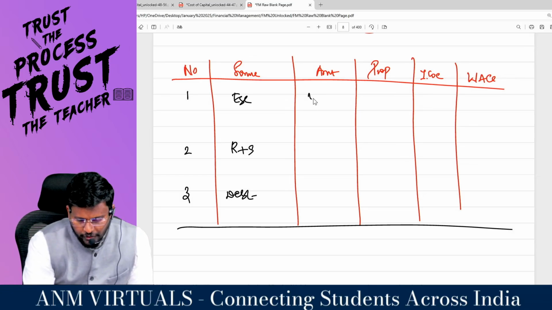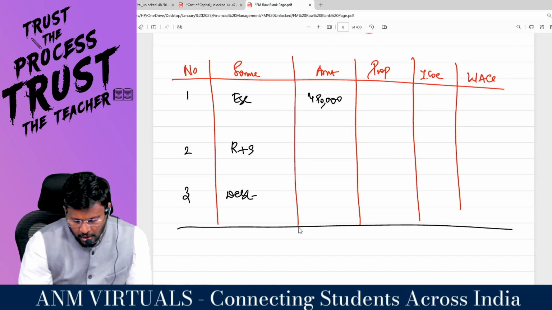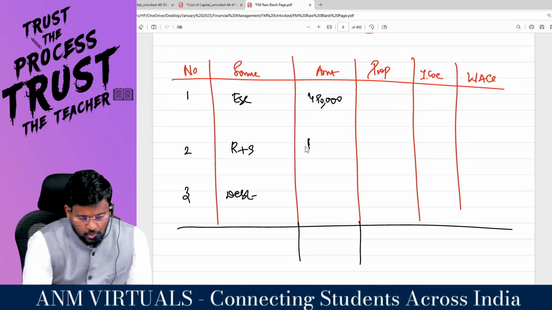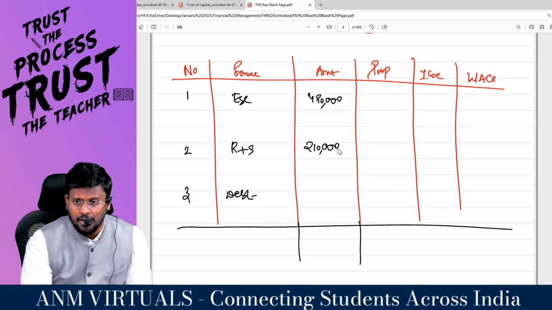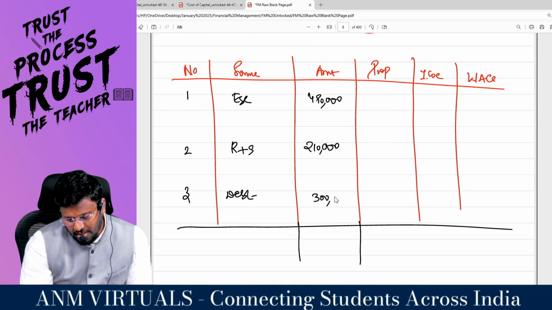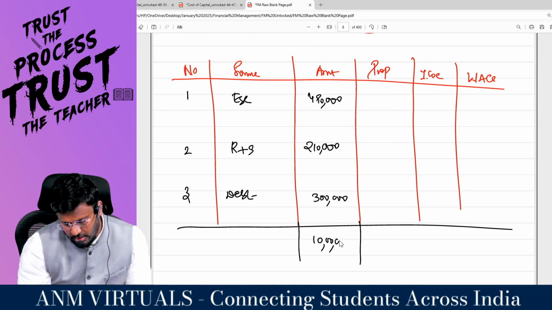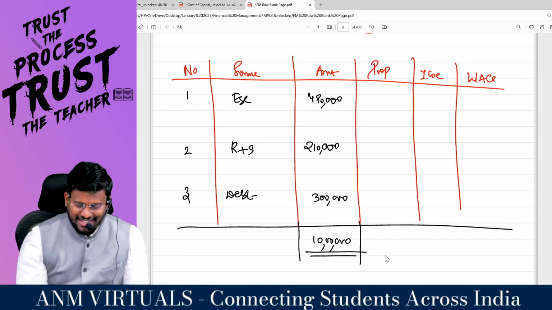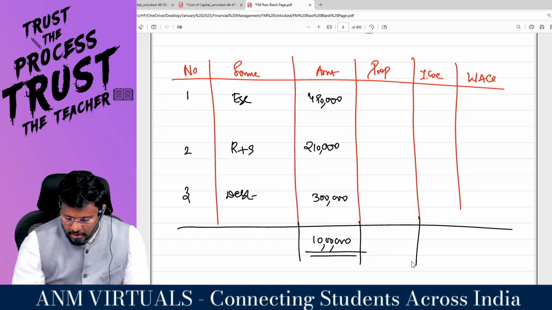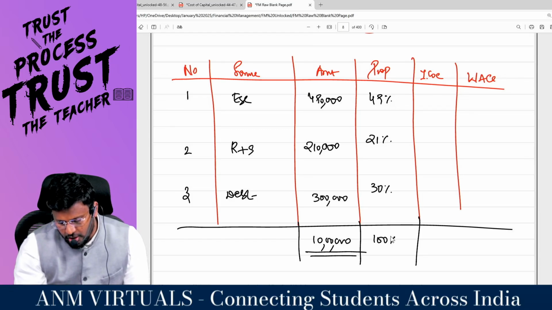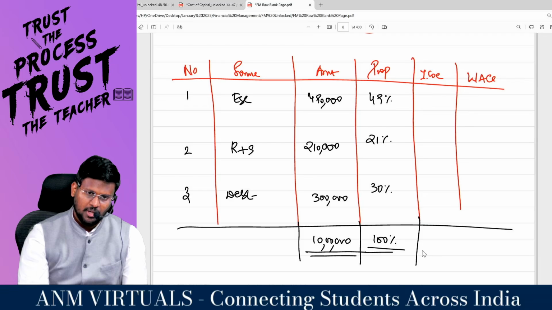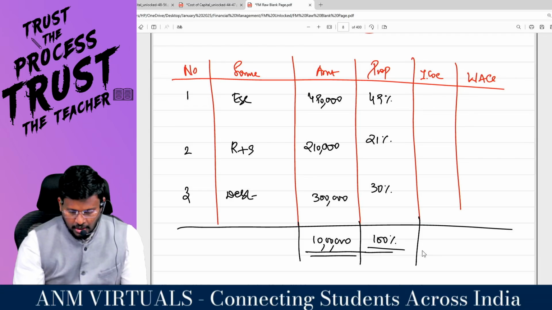What is the amount of equity share capital? 4,90,000. What is the amount of reserves and surplus? 2,10,000, which is already given in the question. And debt is 3 lakh because the debt equity ratio is 3:7. Totally 10 lakh. Then proportion: 49 percentage, 21 percentage and 30 percentage. Total comes to 100 percentage because total is 100.